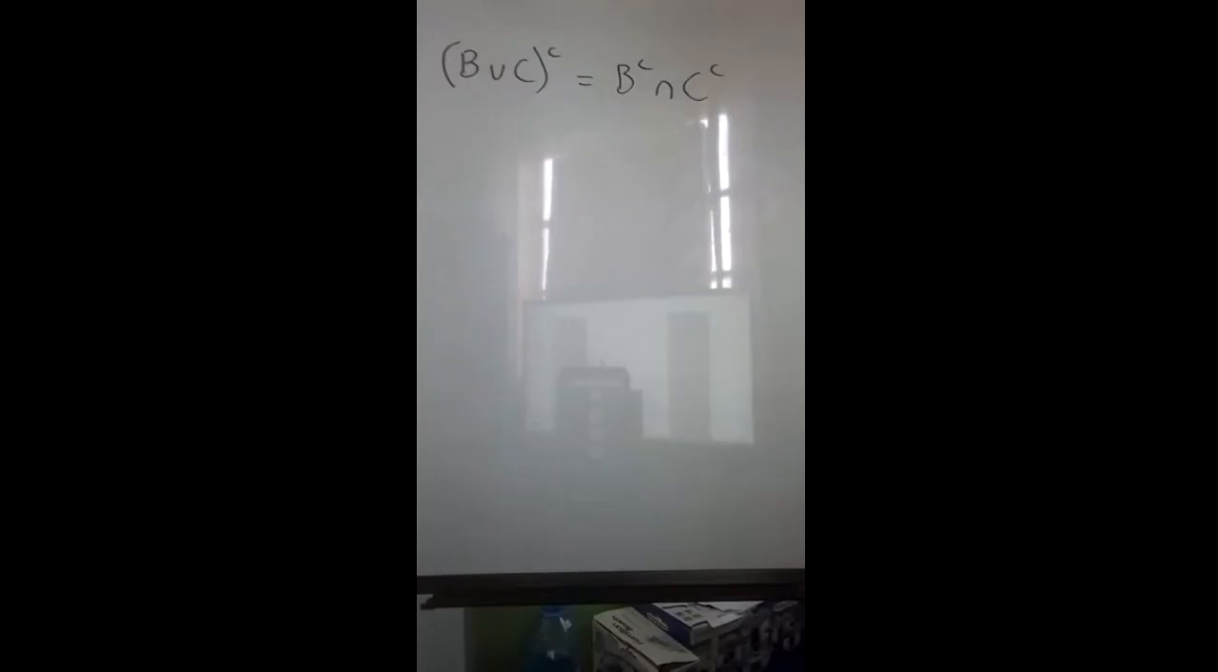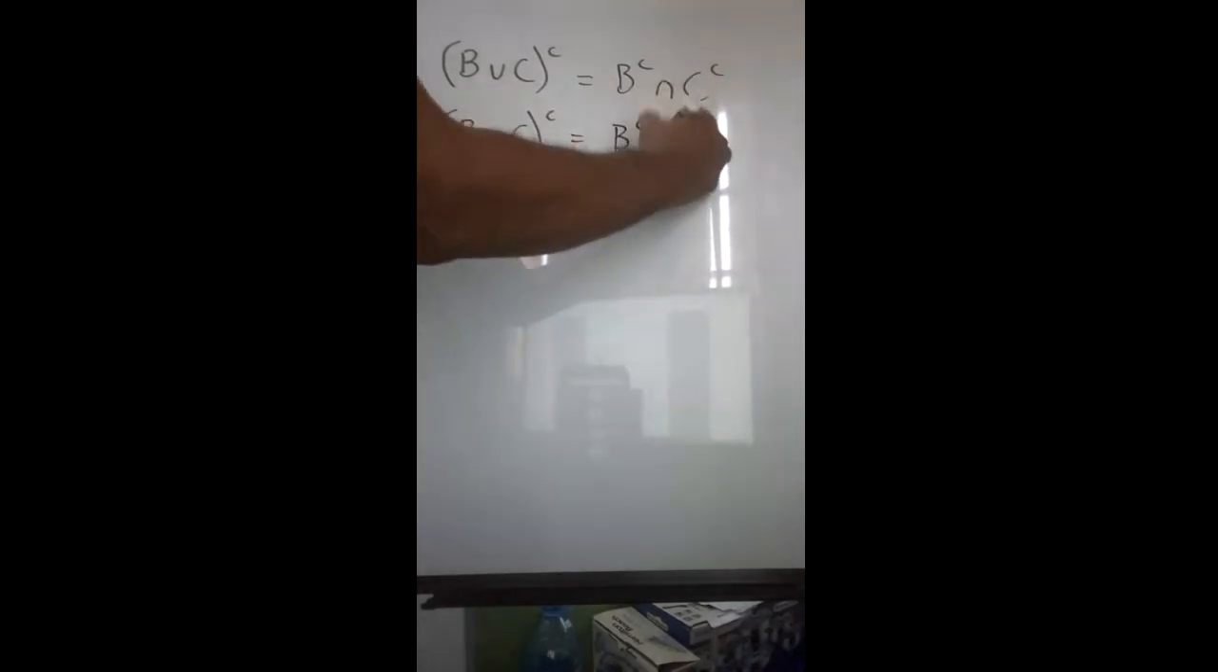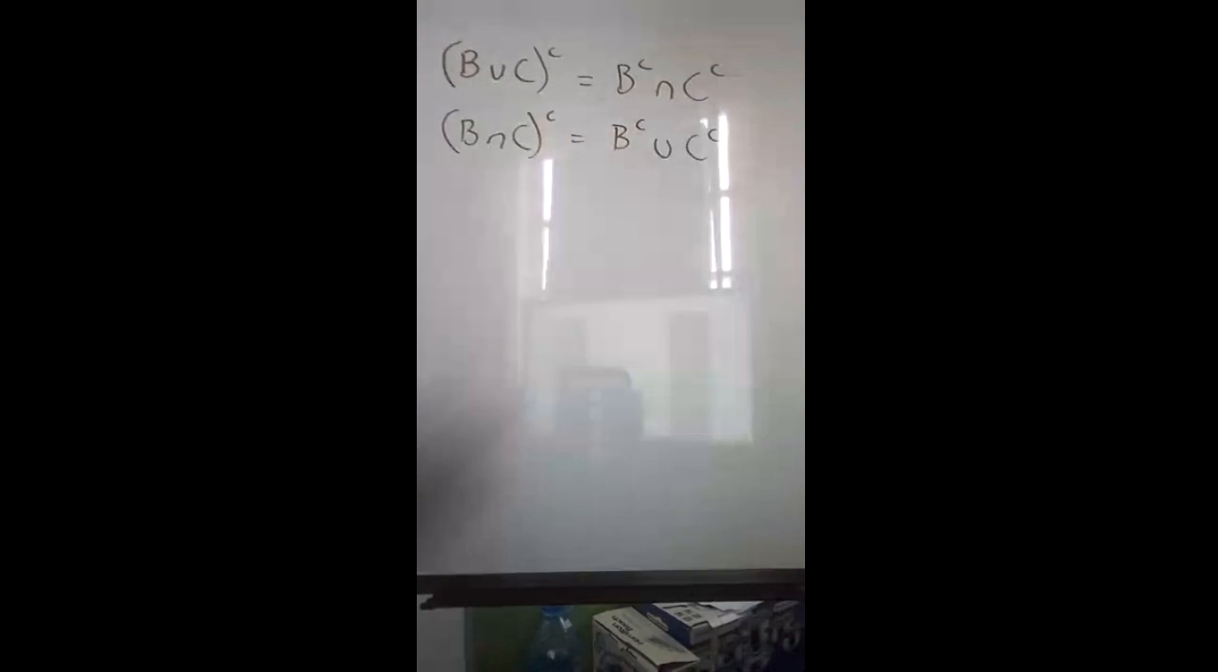And the complement of the intersection is equal to the union of the complements. So if you have a union, the complement of that is the intersection of the complements. And if you have an intersection, the complement of that is everything united from the complements.